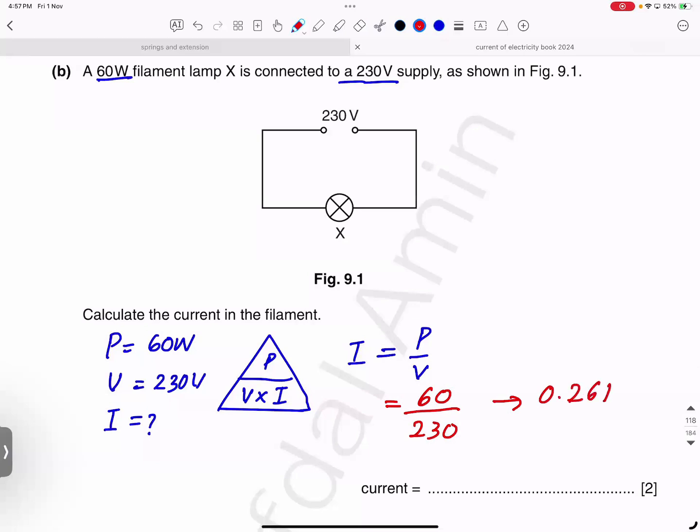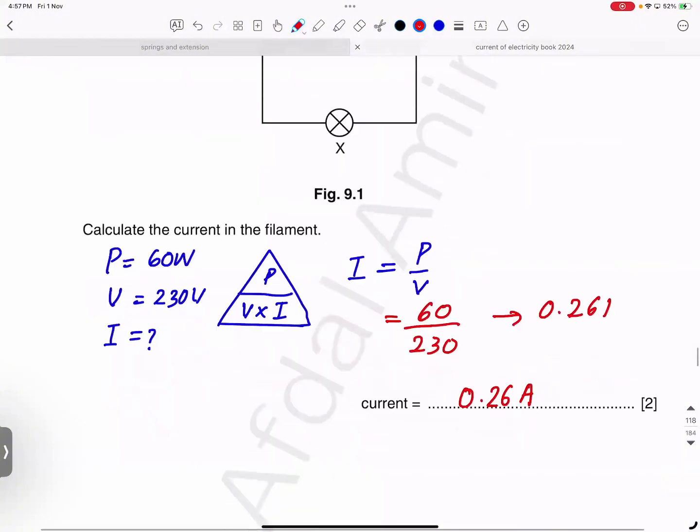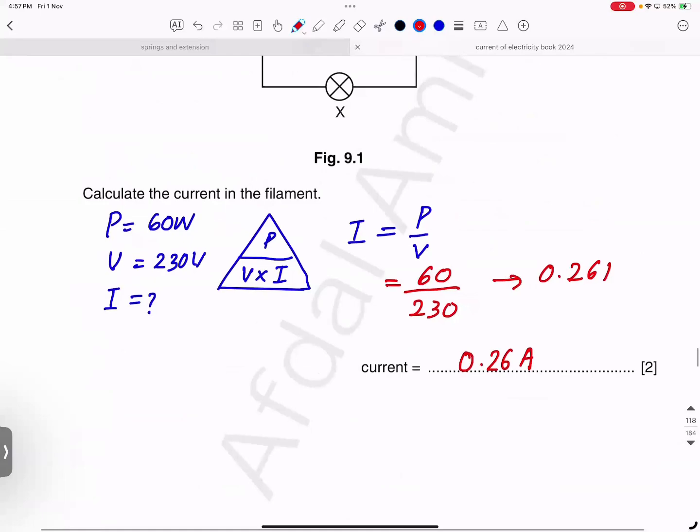0.261. I don't know. 2.61? You are wrong. 0.26 amperes. Make sense? It's correct.